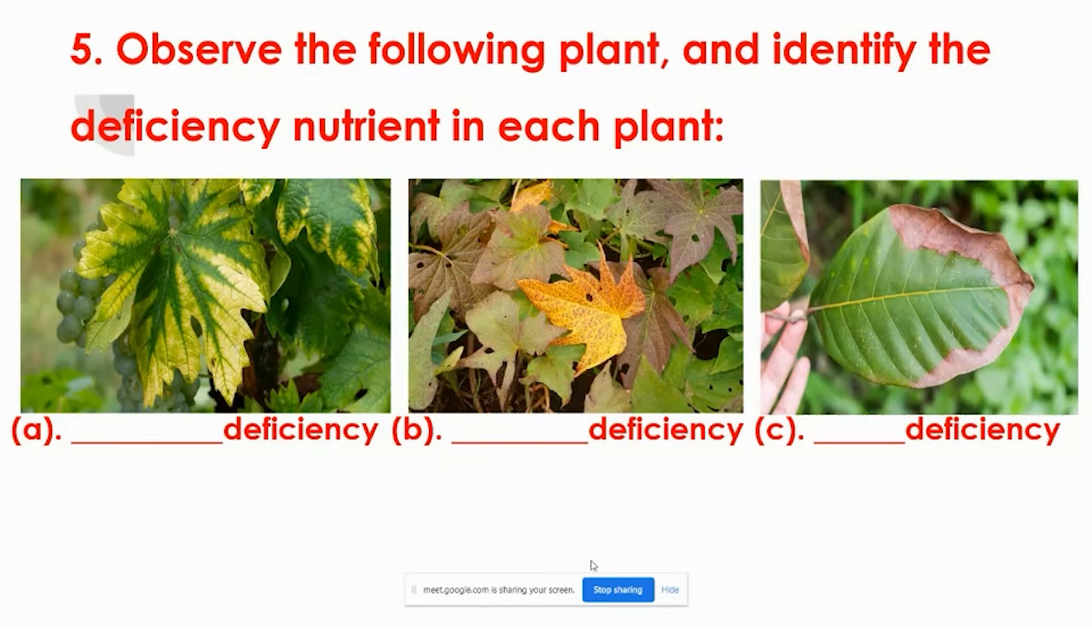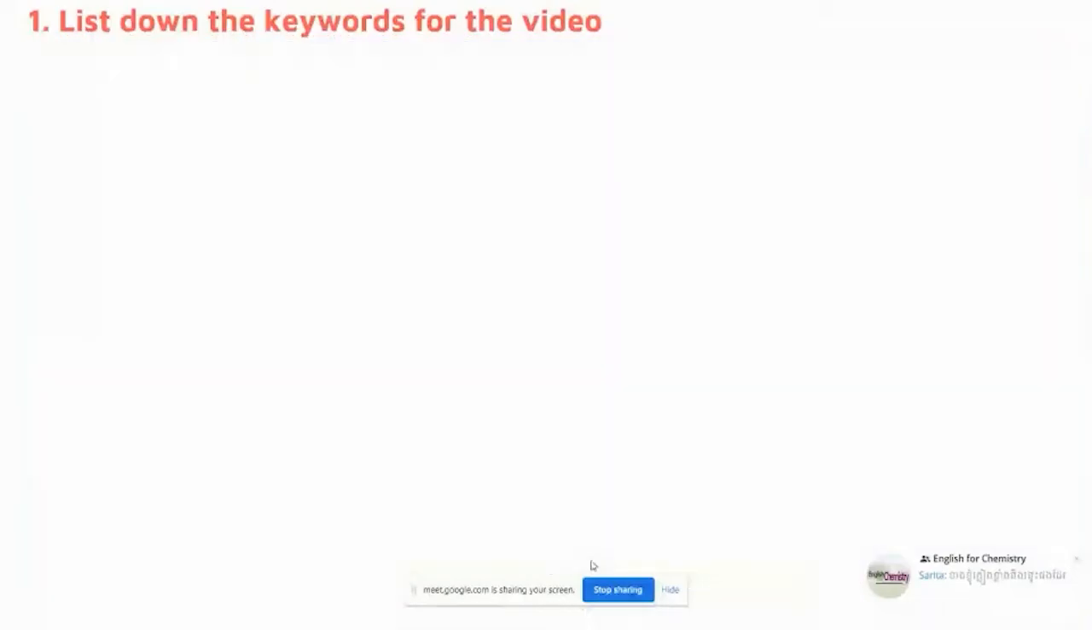Question 1 is to list down the key vocab. Okay, that's all. Here, you see? Okay, so can I start to share to show the video again? Okay, teacher. So I will stop this one.